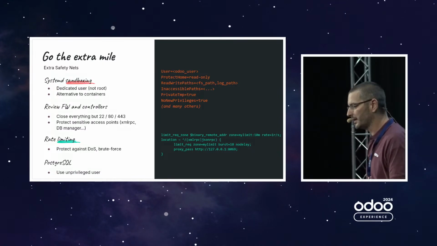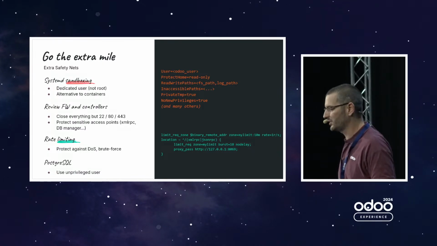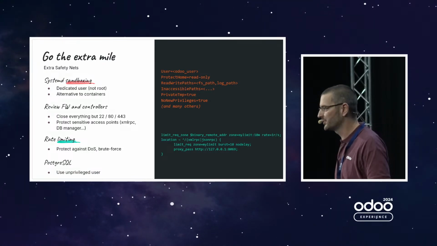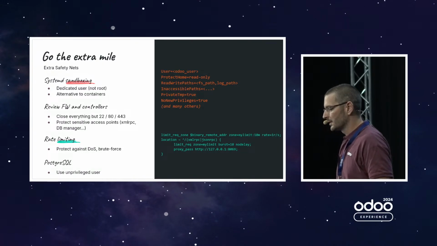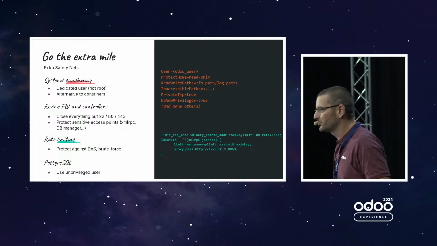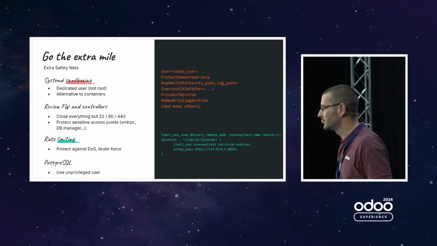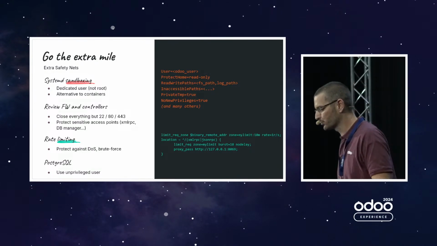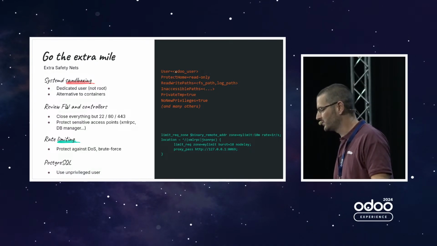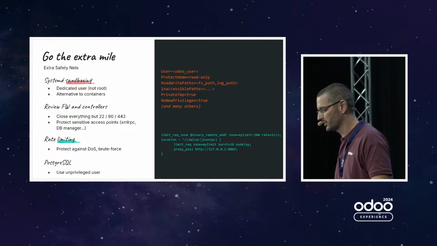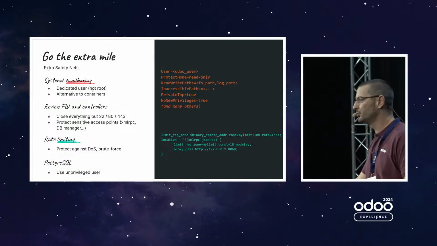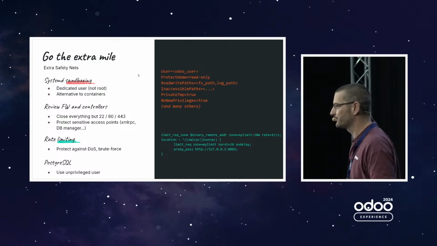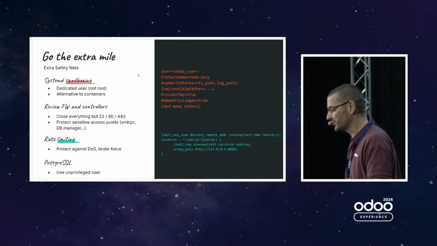You can also define some extra safety nets to go a step further in the security of your installation. The most basic one is to use a dedicated user. I mean, don't run the service as root. That's also a standard way of doing things, but use a dedicated user for the service. And at Odoo, we don't use containerization, but we use systemd sandboxing to enhance the security.